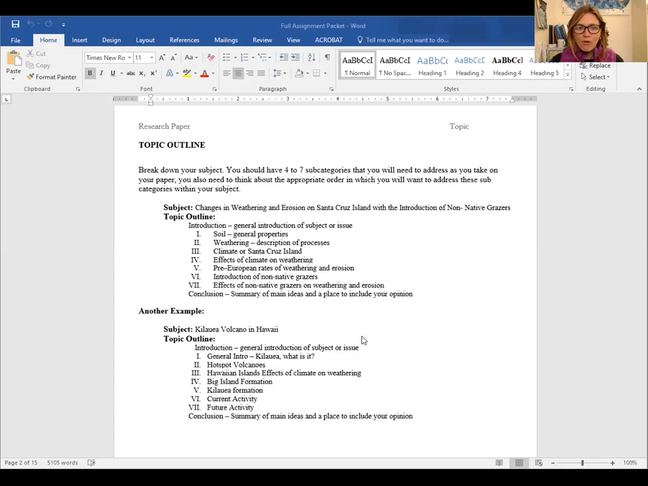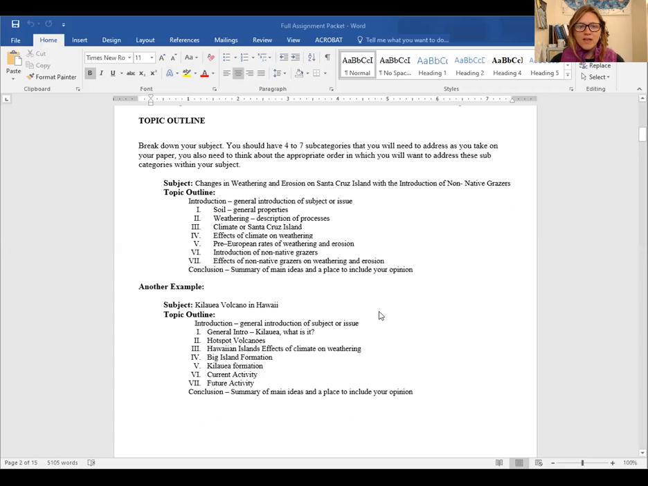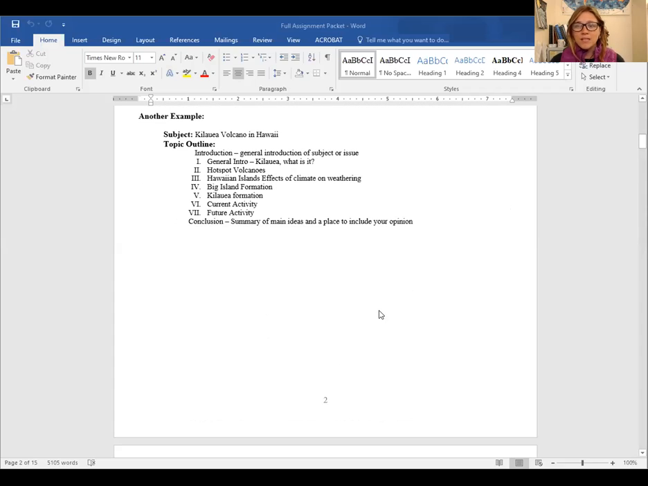So another example down at the bottom of the slide here is something that's probably a little bit more similar to the kind of topic that you might pick out for our geology course. In this case, this is a topic about the Kilauea volcano in Hawaii. I'm not attempting to answer a specific question about Kilauea. You could if you wanted to, but in this case, I'm just generally doing some background reporting on the volcano itself.